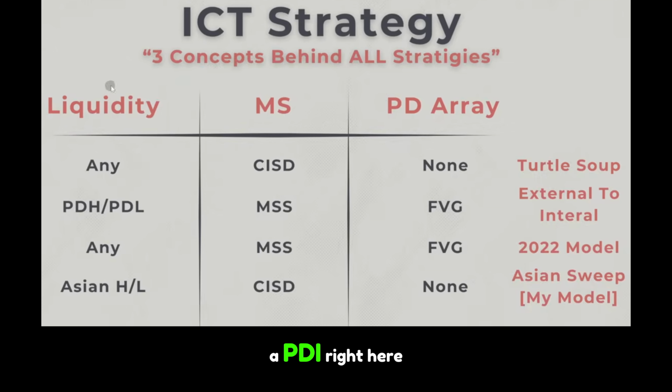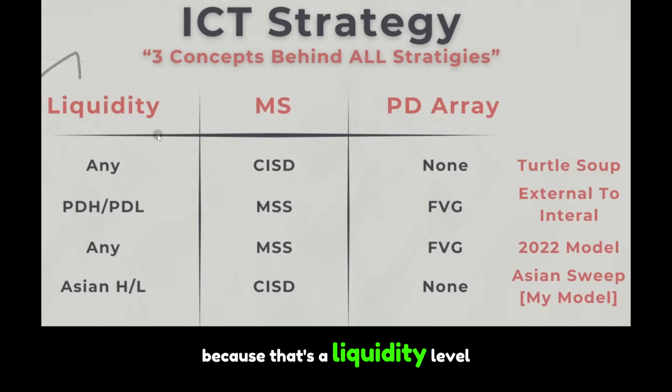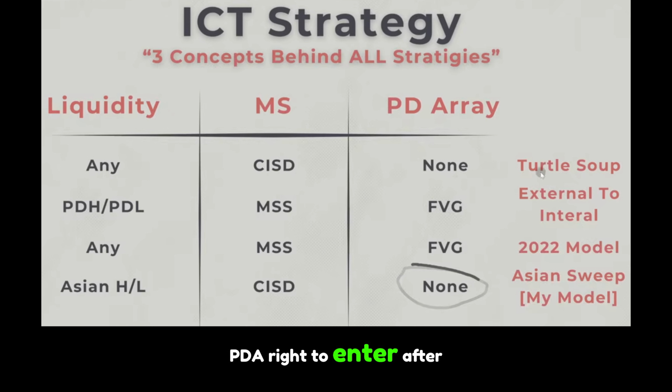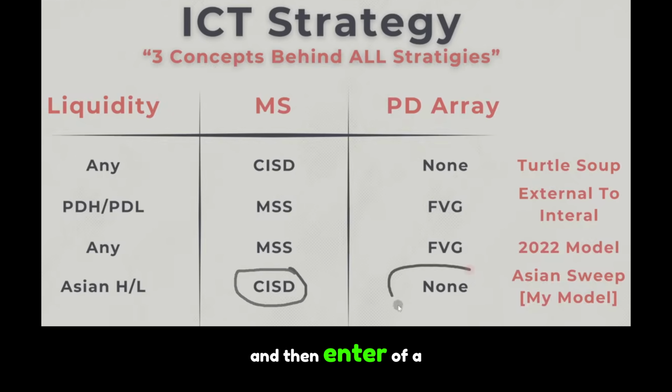Or we could look for a PD array right here. So not just a liquidity level, but a fair value gap, a filling of a fair value gap, because that's a liquidity level on the lower time frame. We look also for the market structure shift. So for my Asian sweep, we look for the Asian higher low taken. We look for a change of state of delivery, and we don't use any PD array to enter after. So you could actually do the same: wait for a market structure shift and then enter off a fair value gap.